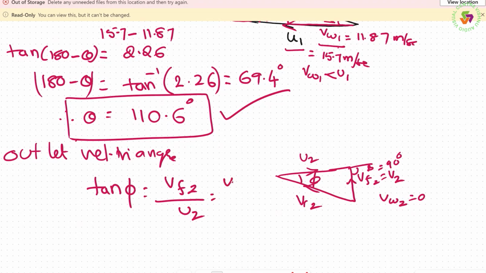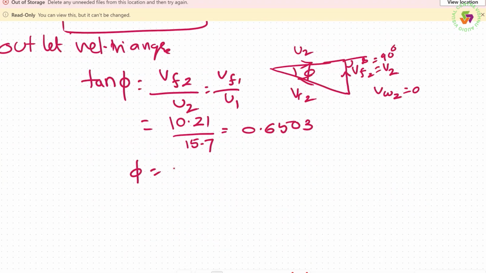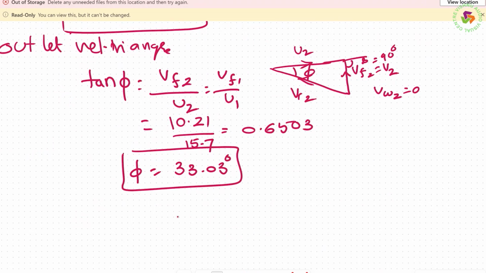So that is nothing but Vf1 divided by U1. Vf1 is 10.21 divided by U1, which is 15.7. So naturally it is equal to 0.6503. Therefore, phi is equal to 33.03 degrees. This is the second answer.